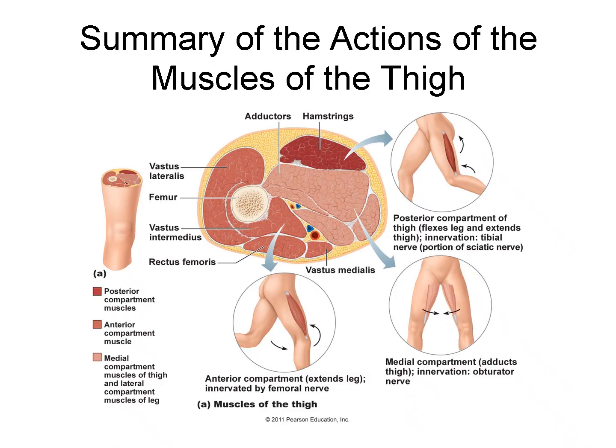This diagram summarizes and illustrates the actions of the muscles located in each of the 3 compartments of the thigh. The muscles of the anterior compartment act to extend the leg and are all innervated by the femoral nerve. Muscles of the medial compartment adduct the thigh and are innervated by the obturator nerve. The muscles of the posterior compartment of the thigh flex the leg and extend the thigh. They are innervated by the tibial division of the large sciatic nerve.